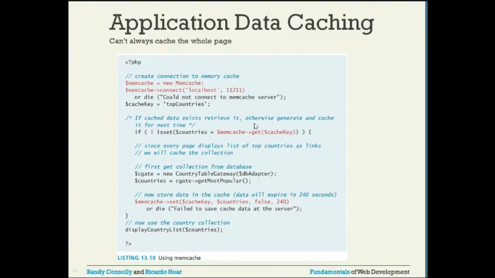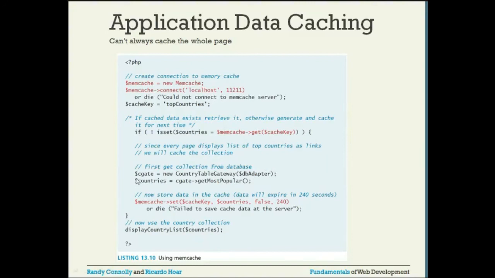Let us say this particular item is not cached. Then isSet becomes false and with the not, this if condition becomes true, so it will come inside. Since every page displays a list of top countries as links, we will cache the collection. So why are we caching this particular data? Because it is used by many pages.